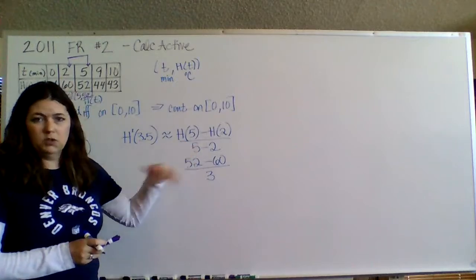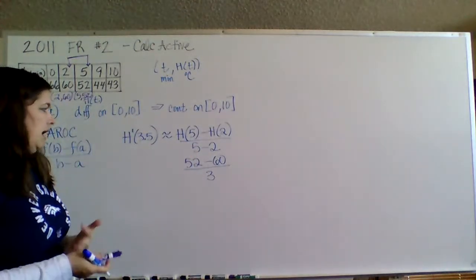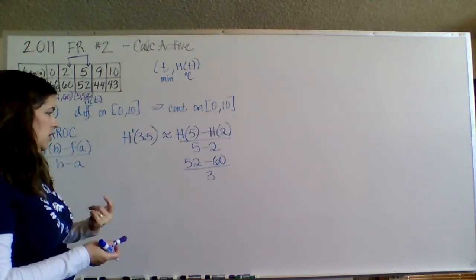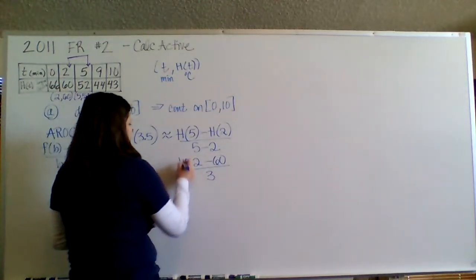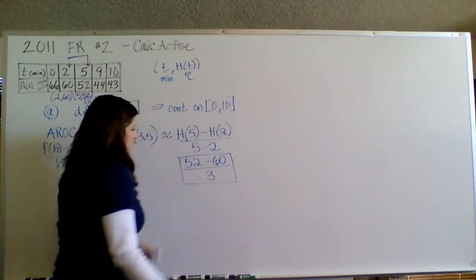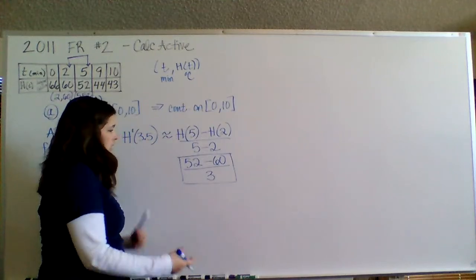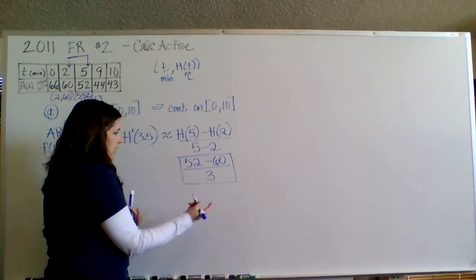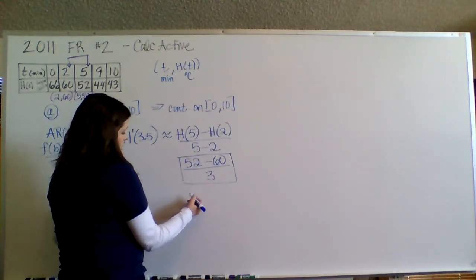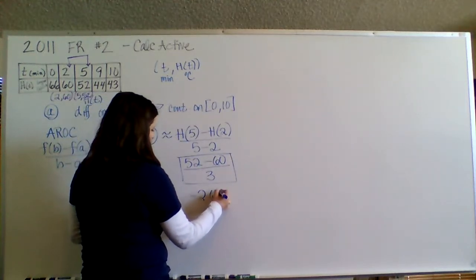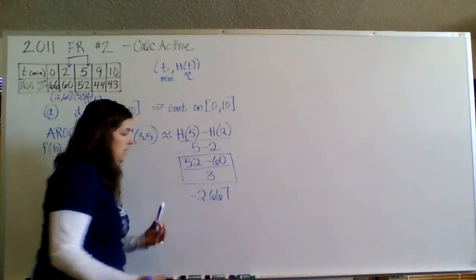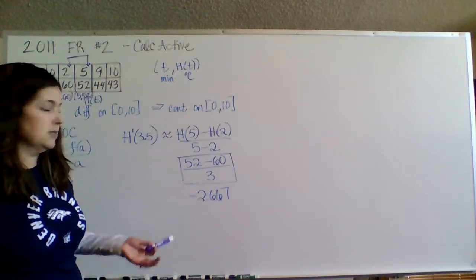Either one of those is acceptable, or both of them if you have them both. But you have to show a difference quotient to give you your answer. I would actually stop right here because it's all numbers. But it is calculator active, so if you type it into your calculator in Pretty Print, you're going to get negative 2.667, or if you left it as negative 8/3, that's the same thing.